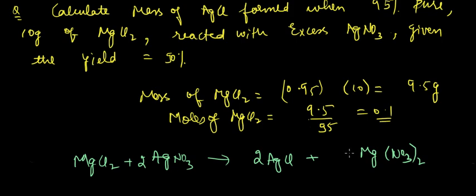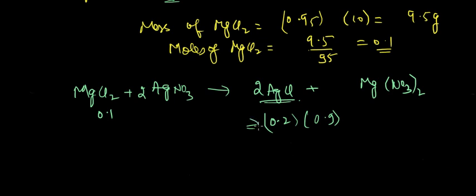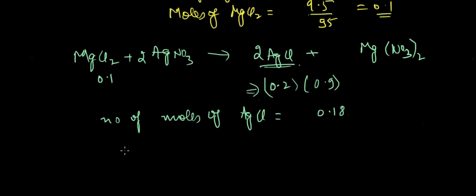Okay, so we have to calculate the mass of AgCl which is produced. So if 1 mole of MgCl2 is reacting, it would form 2 moles of AgCl, and if 0.1 moles of MgCl2 is reacting, it would form 0.2 moles of AgCl. But the yield of the reaction is also 90%, so multiply it with 0.9. So this is the total number of moles of AgCl which is produced in the reaction. So the number of moles of AgCl produced would be 0.18.